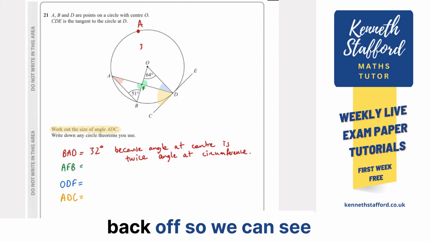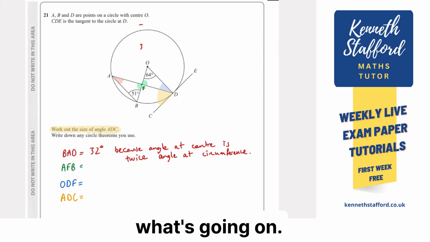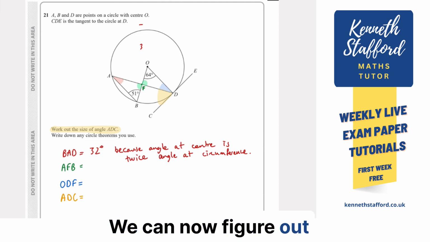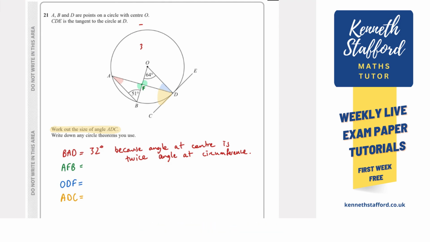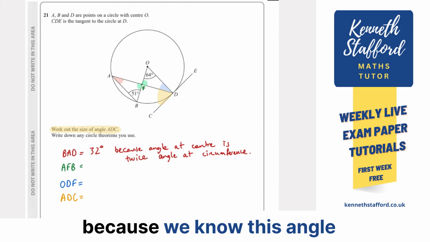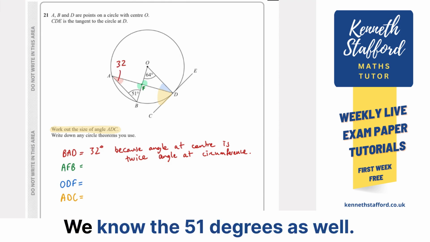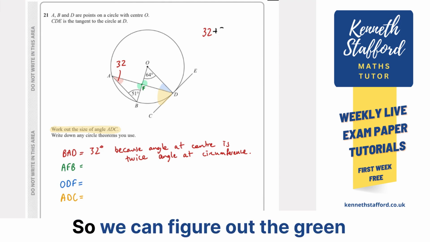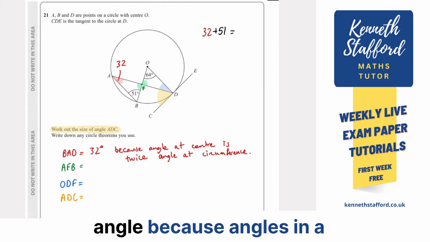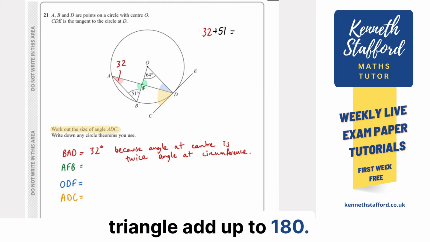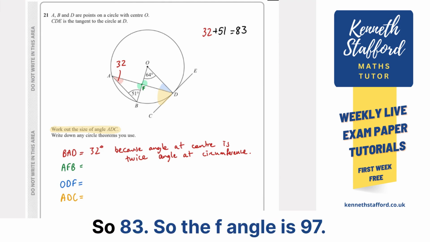I'm actually going to take this back off so we can see what's going on. We can now figure out the green angle, because we know this angle in here is 32. We know the 51 degrees as well. So we can figure out the green angle because angles in a triangle add up to 180. So 83. So the F angle is 97.